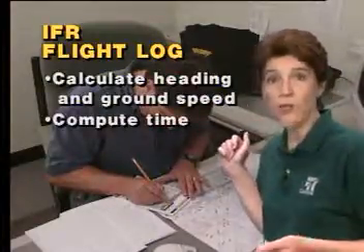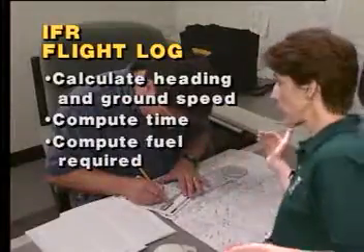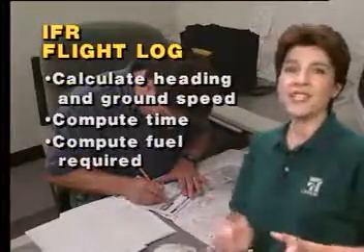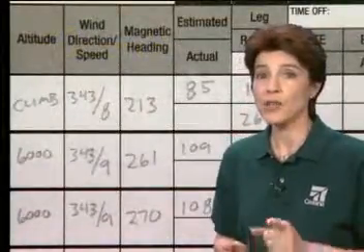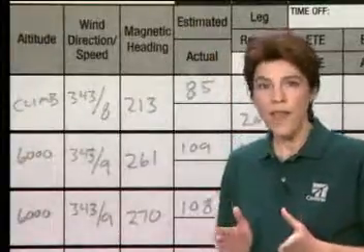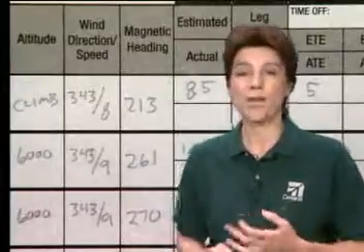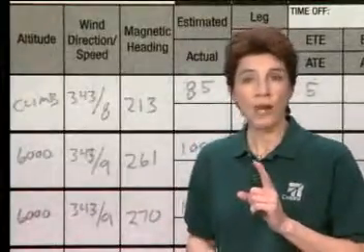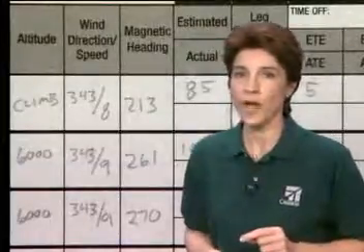Using the ground speed, you can then compute the required time, and from the time, you can compute the fuel required. Since the courses are all given in magnetic direction, it's handiest to convert the wind direction to magnetic before you start. That way, the whole problem is worked with magnetic directions. The headings come out in magnetic direction, and you only have to make the true to magnetic conversion once. And that's a real time saver.